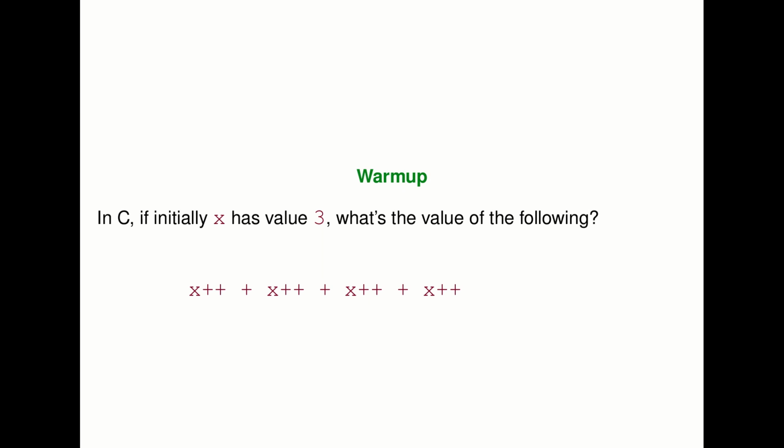If x is initially 3, what's the value of the following, where we do the post increment x++, and we add it to itself 4 times? Is it 3? Is it 12? Is it 13? Is it 14? Is it 15? Is it 16? Is it 17? What's the value that this computes? I want you to think about the definition of post increment, which means return the value and then increment the variable. Think about what it could return. I'll just wait for a second.